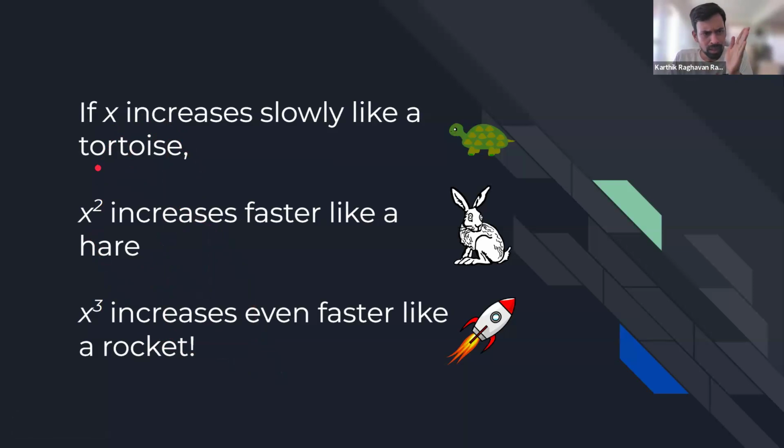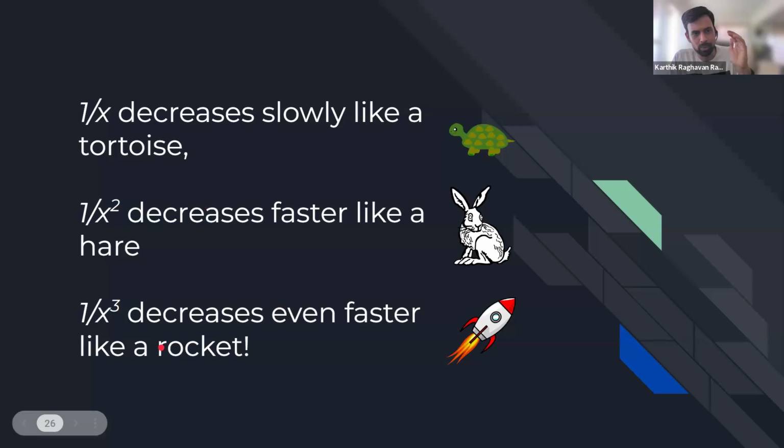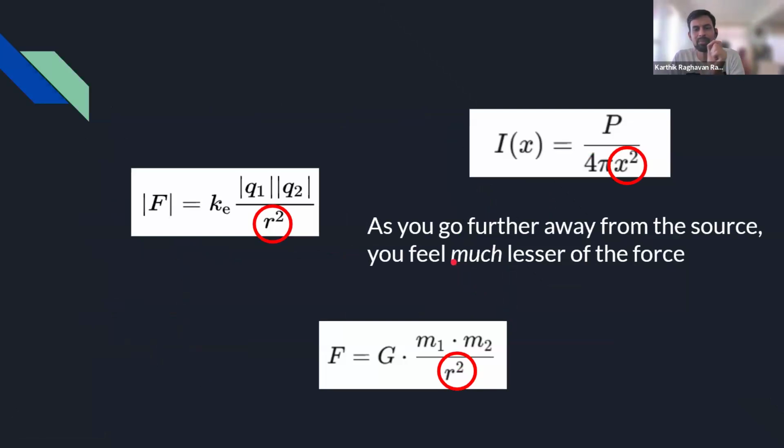If x squared and x cube are in the numerator, they talk about increases. 1 by x squared and 1 by x cube are in the denominator, and they talk about decreases. But essentially, they are relatively very different in terms of speeds, right? So that is an important intuition that I want you to take away from this session.